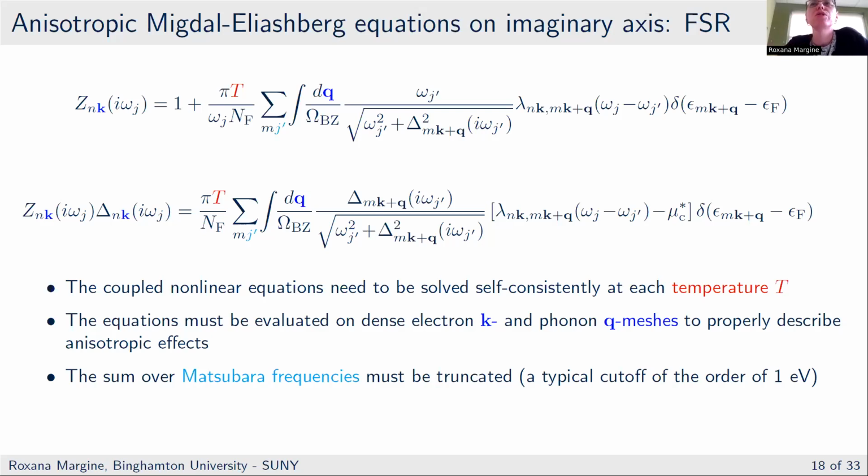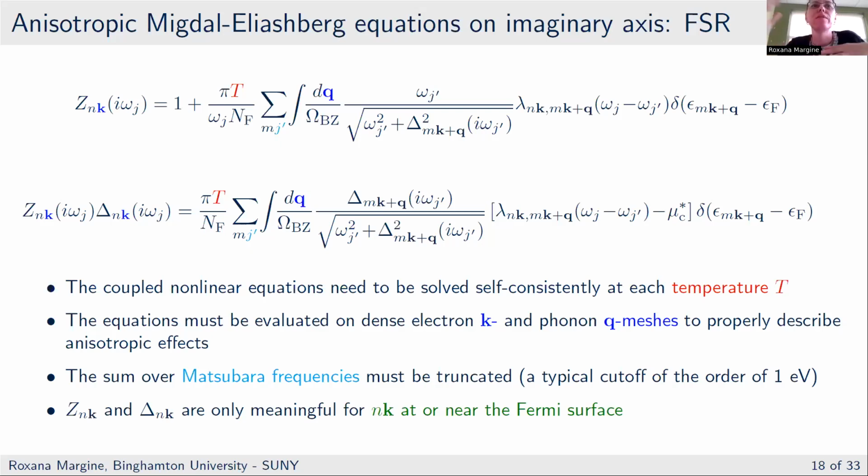And if these equations are solved in this Fermi surface restricted version, you need to keep in mind that Z and delta are only meaningful for states at or near the Fermi surface. So it doesn't make sense to have a very large Fermi window when you compute these quantities in the Fermi surface restricted version.